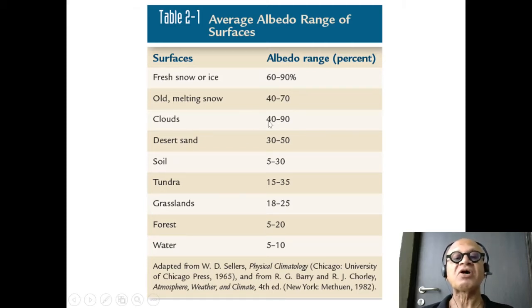There is a large range, and in fact, in global warming, one of the most challenging problems is to figure out whether clouds will increase the albedo and try to cool down the Earth, or whether they will just trap more heat in response to increased greenhouse gases.